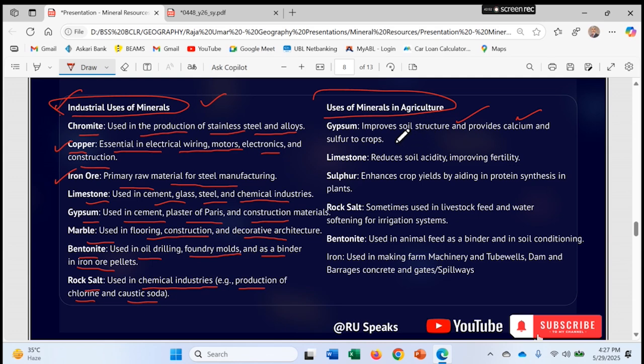Gypsum improves the soil structure and provides calcium and sulfur to crops. So it means that it helps in increasing soil fertility. Limestone reduces soil acidity, improves fertility. So again, limestone is really very important to decrease the higher acidity content, or the pH value of the soil is maintained with the help of applying limestone. Then sulfur enhances crop yields by adding to protein synthesis in plants. So it means that again, sulfur is really very important for the plant and the crop growth.